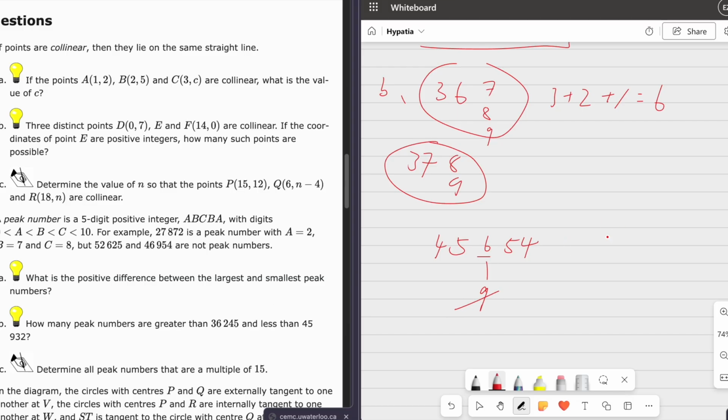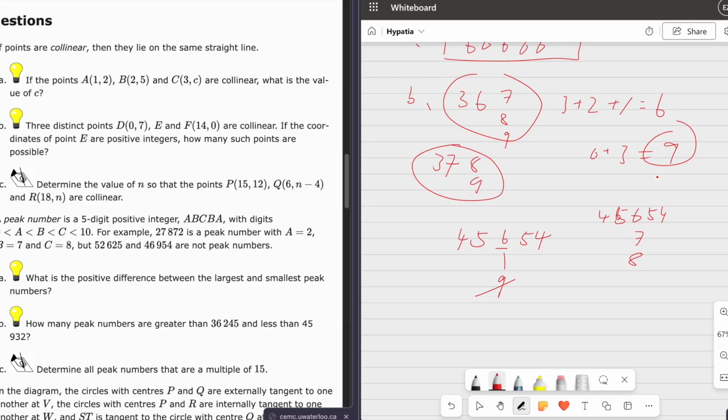So we can only find 4, 5, 6, 5, 4, then 4, 5, 7, 5, 4, and then 4, 5, 8, 5, 4. 4, 5, 9, 5, 4 is bigger than 45,932, so it's not possible. So 6 plus 3 equals 9. So 9 possibilities here. So this is our answer for part B: 9.